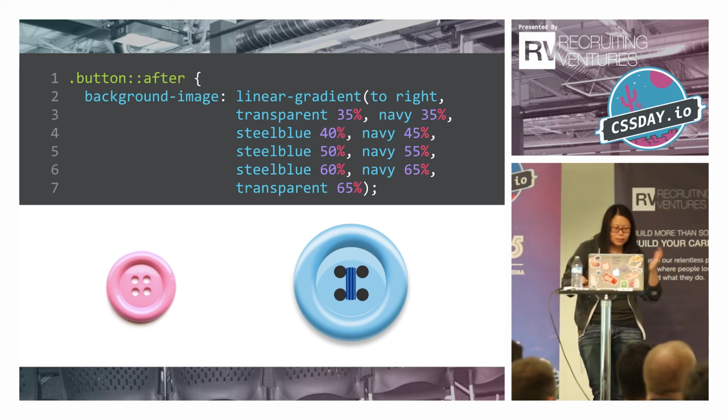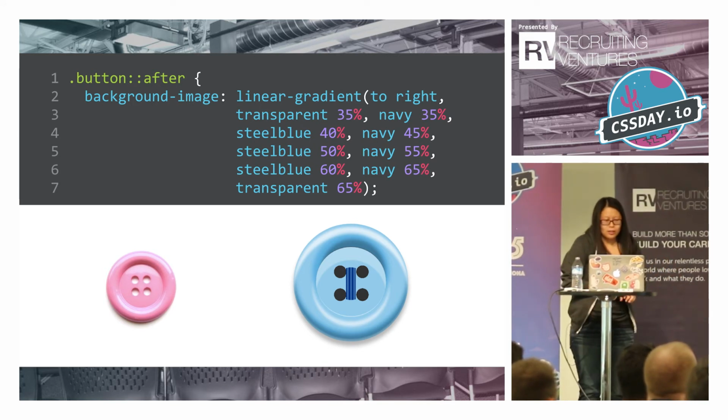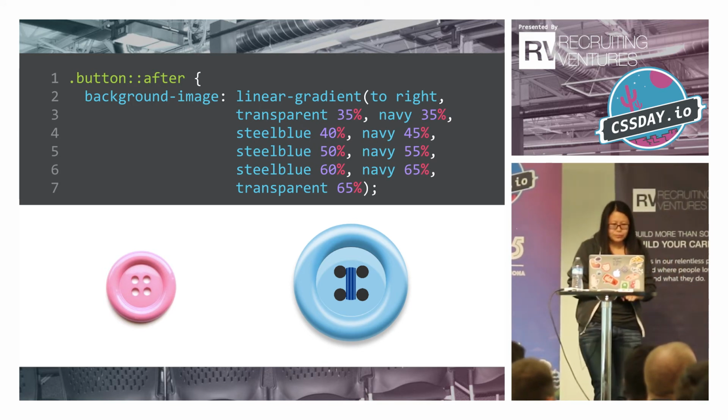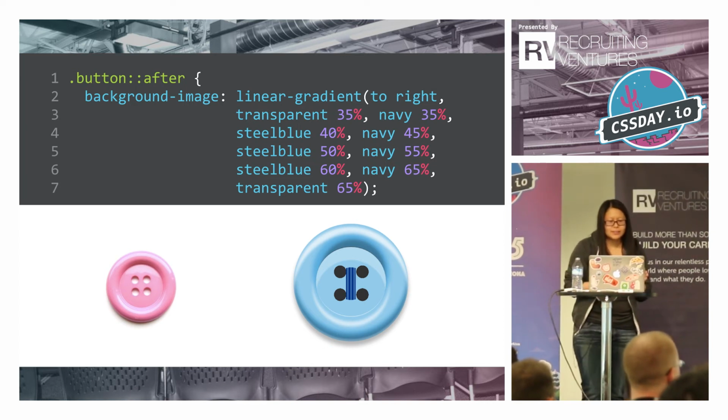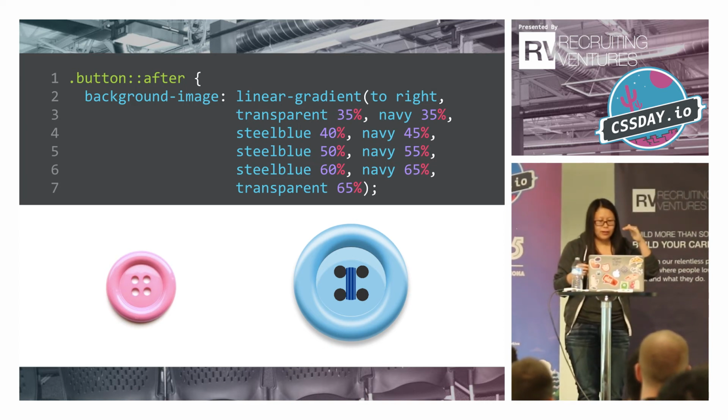We can embellish our button here a little bit. So here's the after, and I'm going to give it a width and a height and place it at the center of the button, like before. And I'm going to create a linear gradient of alternating blues to the left and right to create the illusion of threads. And as you can see, there's a transparent declaration at the top and the bottom.